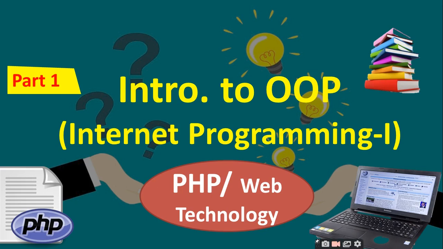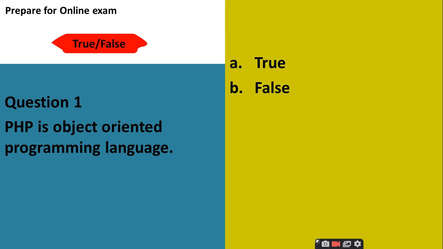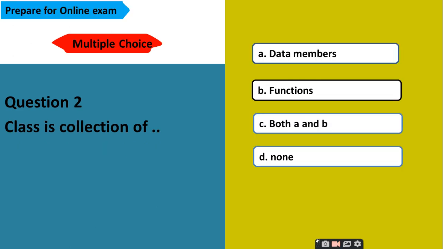In this part, we will see multiple choice questions based on Introduction to Object-Oriented Programming in PHP. Question number 1. PHP is an Object-Oriented Programming Language. Options are true, false, and the correct answer is A, true.